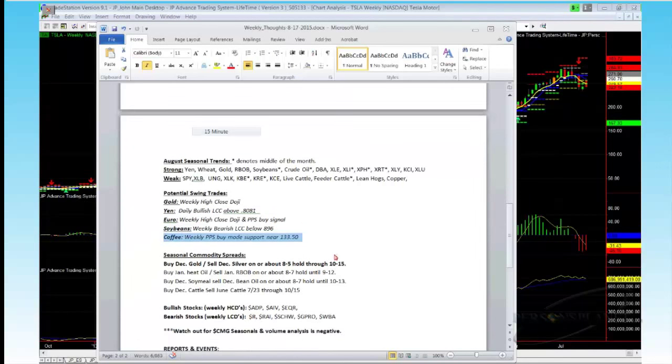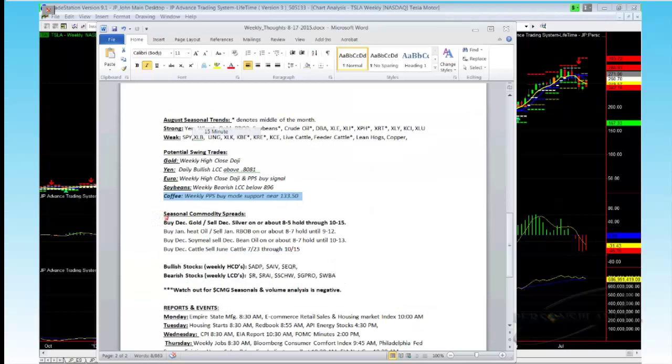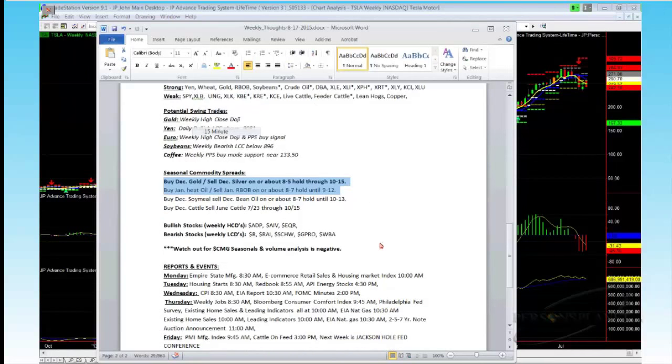Soybeans, in case you trade commodities. Coffee, in case you trade commodities. We have our seasonal spreads. The seasonal spread trades. You buy gold. This is in 25 years, by the way. Every month I put out seasonal spreads in commodities that have an 80% accuracy or probability of profits over the last 25 years. Okay? So I do a little bit of intensive analysis.